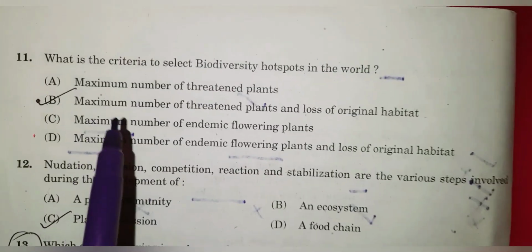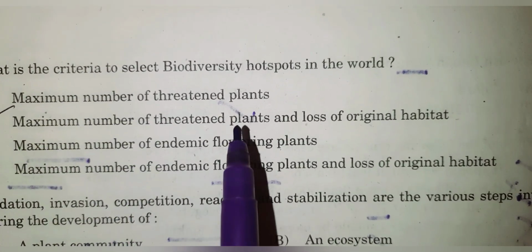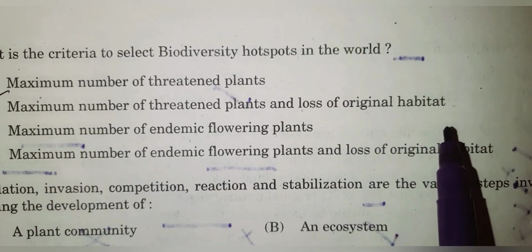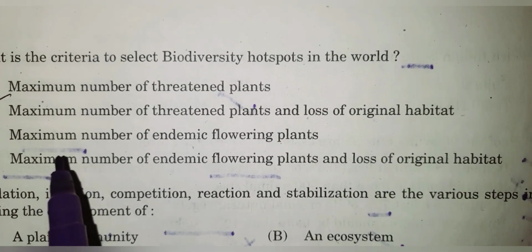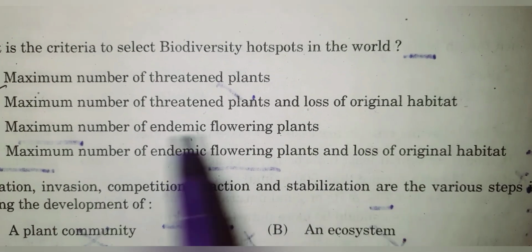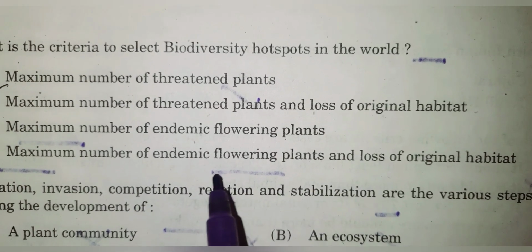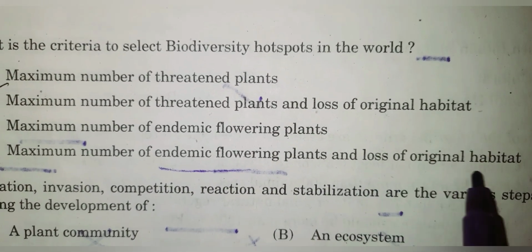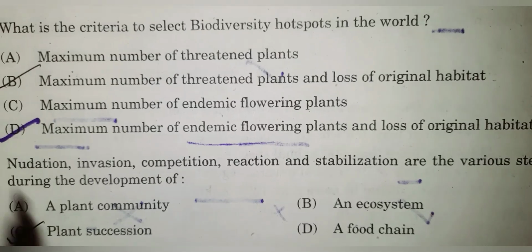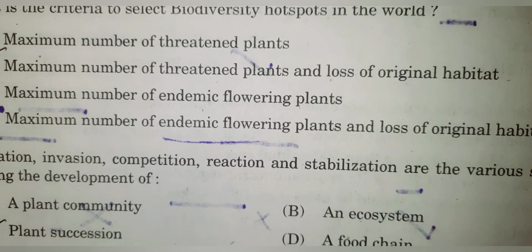See here. Take a close look at the options. Maximum number of threatened plants sounds incomplete. Maximum number of threatened plants and loss of original habitat. This is also not fitting. Maximum number of endemic flowering plants. Why only endemic flowering plants? Here see, maximum number of endemic flowering plants and loss of original habitat. So D is your correct option, not B, not A, not C. Fine.